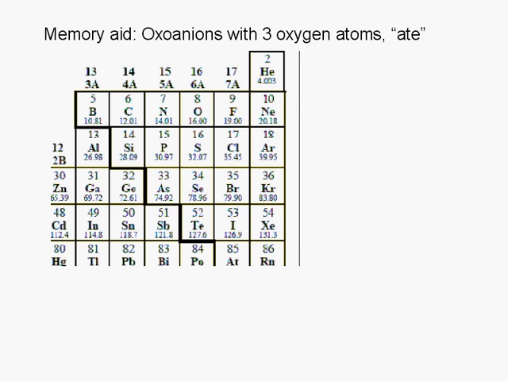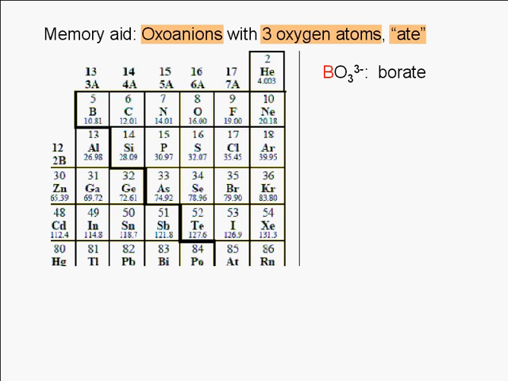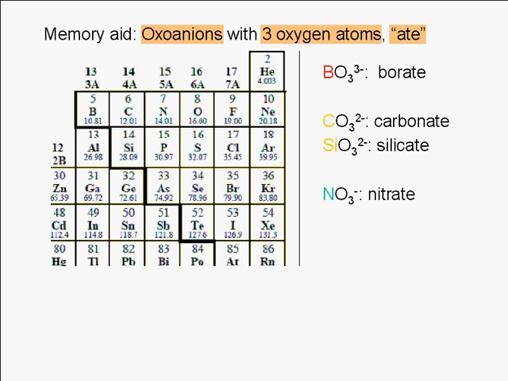Here's an example of a memory aid to remember oxoanions that have 3 oxygen atoms, with names ending in -ate. The most common ones you'll encounter are borate, which has a charge of -3, carbonate and silicate, which both have a charge of -2, and nitrate, chlorate, bromate, and iodate.